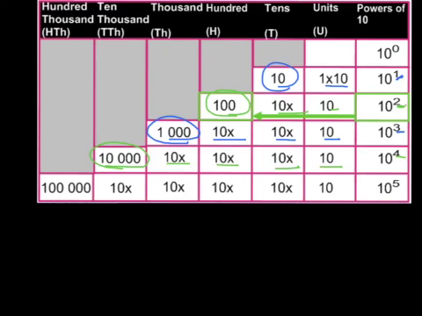10,000. Notice the number of zeros match the exponent. So 10 to the fifth power would be 10 times 10 times 10 times 10 times 10, 10 5 times, with 1, 2, 3, 4, 5 zeros in our answer, 100,000.